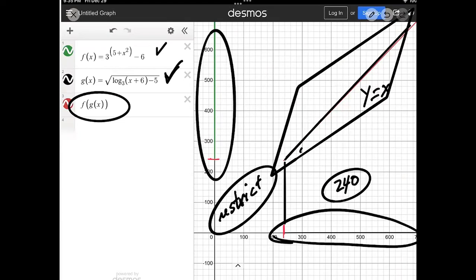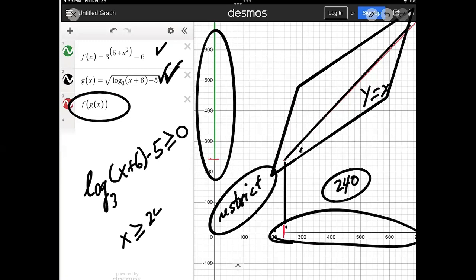So this is fine, but again, we have to restrict the domain. Basically what we need to do is this part in here has to be greater than or equal to 0, because otherwise this doesn't work. Okay. And it looks like x has to be greater than or equal to 240, based on this graph. Now, I haven't actually done the math, but it would be interesting to see if someone can do that and tell me if I'm right or not. The graph is telling me that the domain starts at about 240, but I haven't actually verified that.